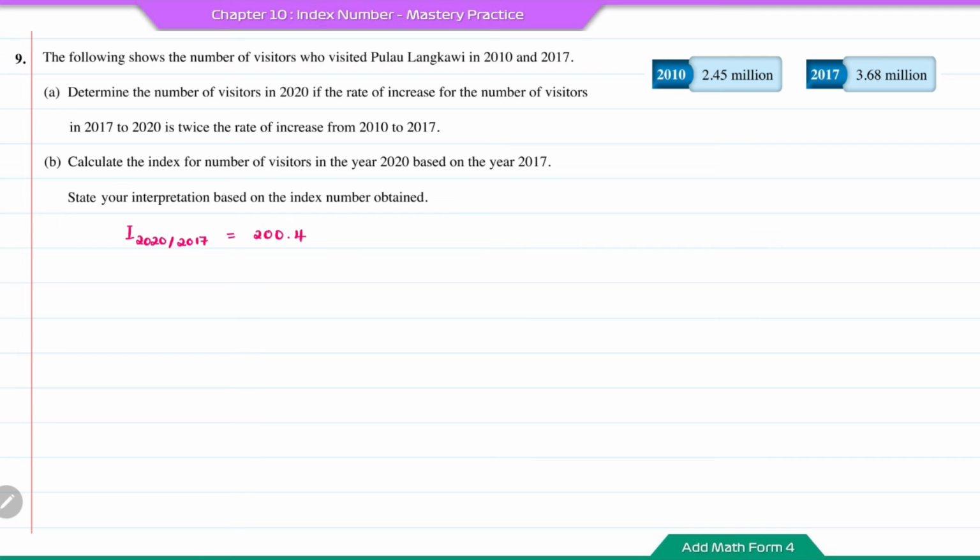For this question, my answer here is different from the one in the textbook, as the textbook calculates the rate of increase using the numbers of visitors, whereas here I'm using the percentage, just like what I did in question number 5. So always consult your teachers on which method is going to be the correct one.